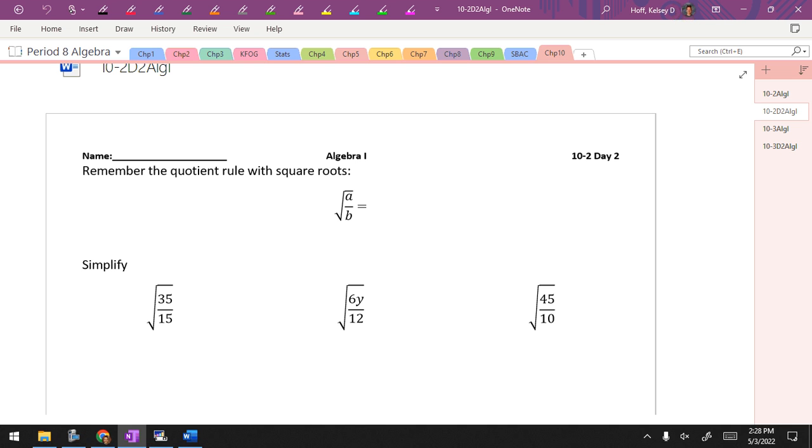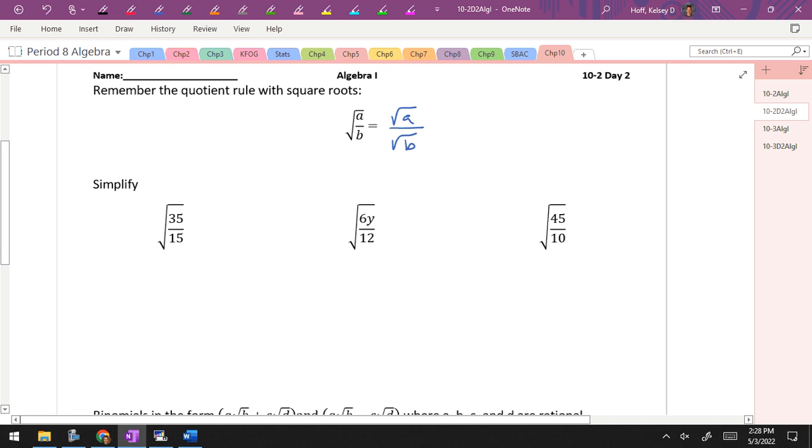So remember, quotient rule really means if you have the square root of a over b, it really means the square root of a divided by the square root of b. You just take each square root separately. Now, just like yesterday, we're still going to have to break these down.